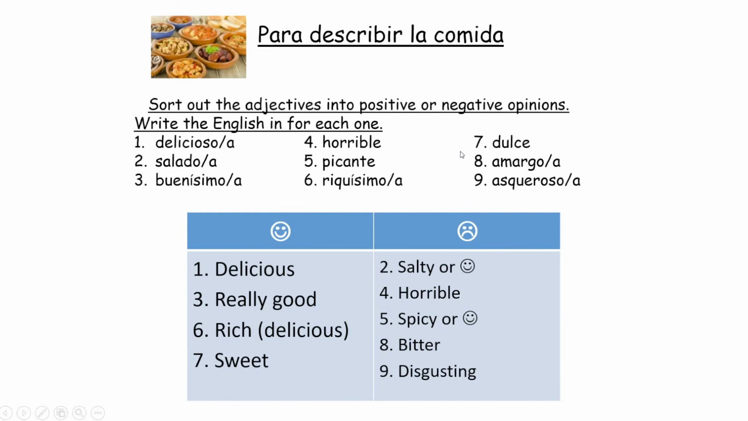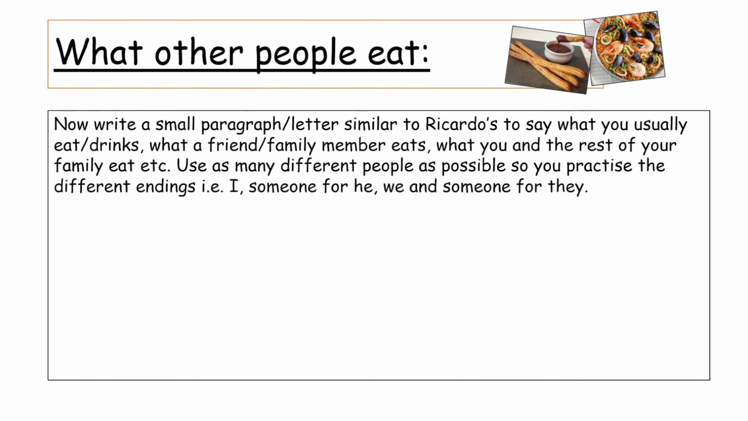Like I said, you don't have to submit that to me because you've done work on that before. So as long as you just had that little practice of reminding yourself what they are. So task 4 then, being able to write about what other people eat. So you're going to write a small paragraph or a letter similar to Ricardo's to say what you usually eat or drink, okay? Also, what a family member or friend usually eats, and what you and the rest of your family eat, so using the we. Try and use as many different people as possible, okay? So you're practicing the different endings.